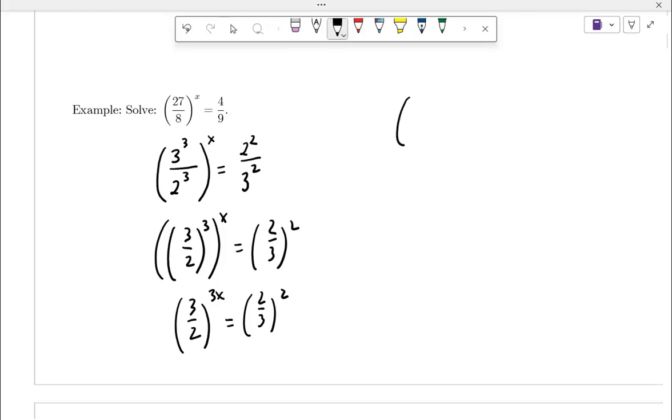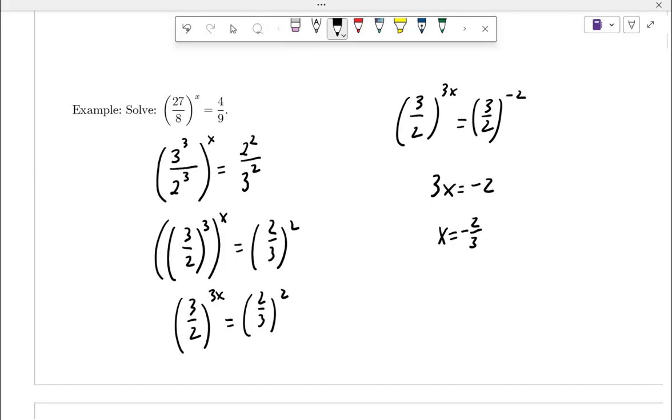So let's say I flip the right-hand side. I'd have 3/2 to the 3x equals 3/2 to what power? -2, because the negative flips it, right? Now we have the same base on both sides, don't we? We agree? Okay. And now we can set our exponents equal and then divide by 3. So you get x equals -2/3.